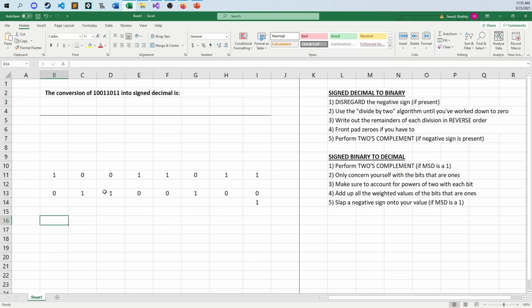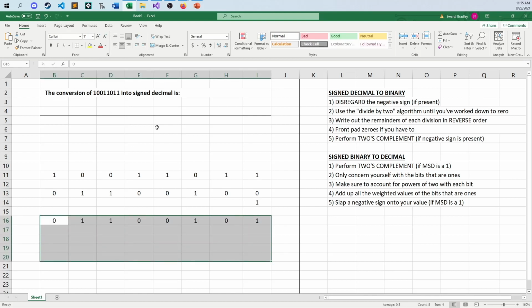So whatever, I don't know what number it is in decimal, right? But I do know that whatever it is, it's going to be this number with a negative sign slapped on the front of it. Oops, I didn't center it. That's okay. 1 0 1. So that's what we're dealing with here. We're dealing with this guy right here, 0 1 1 0 0 1 0 1.